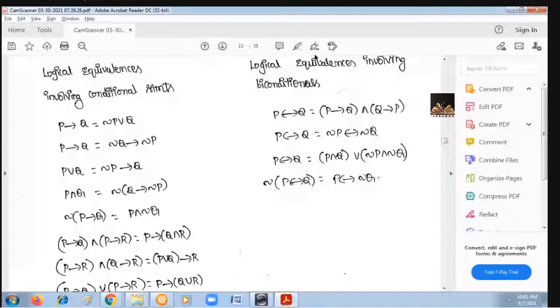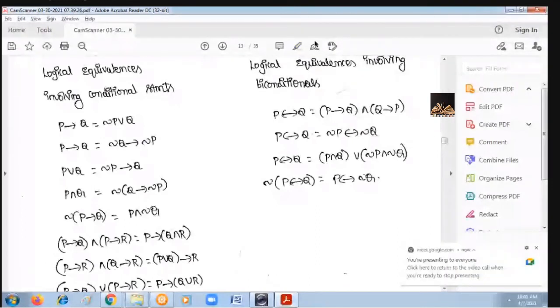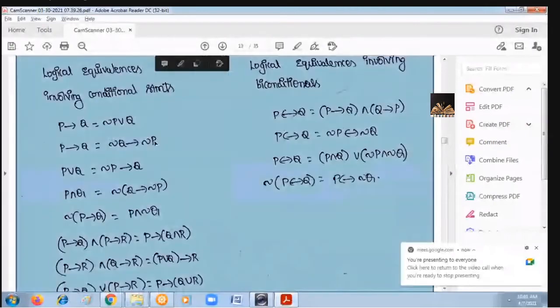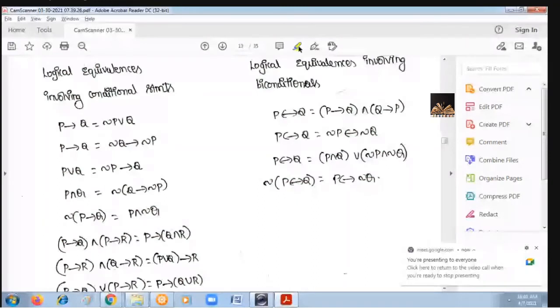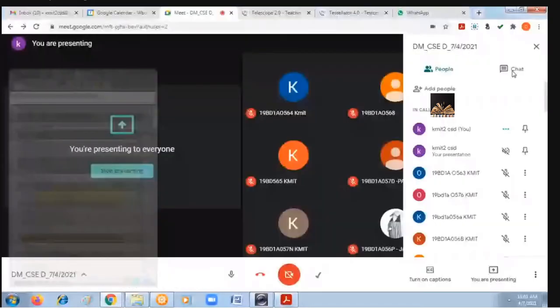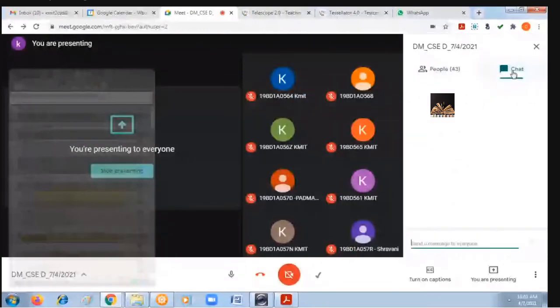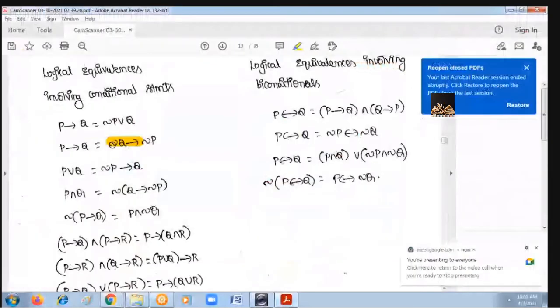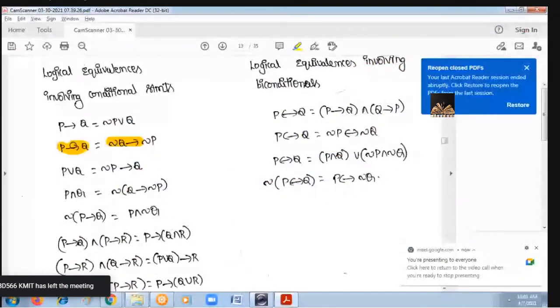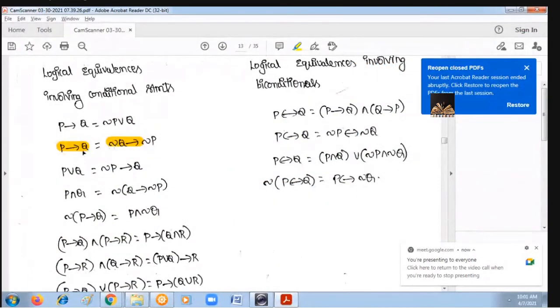Now, can anyone tell me what is this second one? What is this negation Q tends to negation P? We have discussed in the starting of the class. What is negation Q tends to negation P? Contrapositive, yes. So, the contrapositive and the conditional statement, they are logically equivalent. The same formula I have used here. So, P tends to Q can also be written as negation Q tends to negation P.